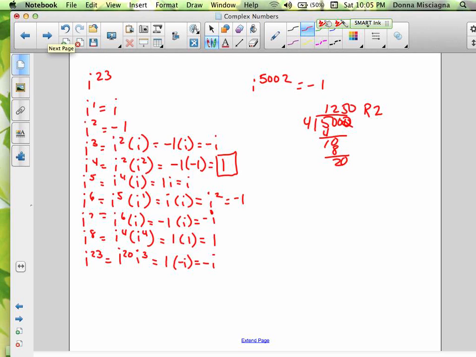So you can figure out i to any power simply by dividing by 4. Whatever the remainder is, that tells you: if there's a remainder of 0, it's 1. If it's a remainder of 1, it's i. If there's a remainder of 2, it's -1. And if there's a remainder of 3, it's -i. And that's all there can be, right?